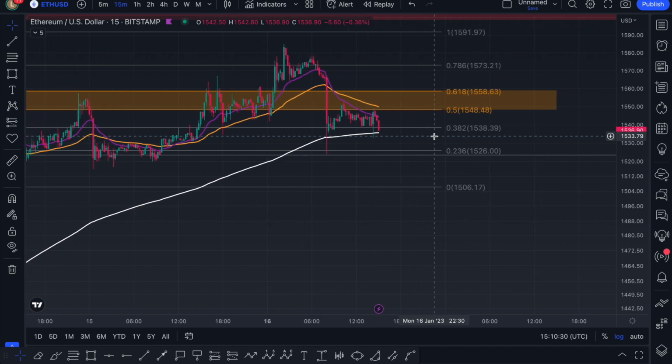What could give us further confluence is that bearish cross right here. But to be honest, that bearish cross could just say, yeah, let's reset this bull trend. Let's just hit the EMAs and reverse.